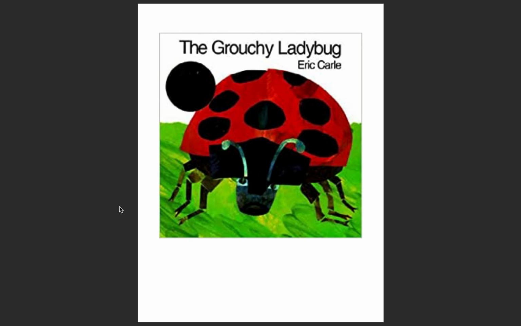We begin with the grouchy ladybug having an interaction with another ladybug, and the grouchy ladybug just wants to take over and eat, whereas the other ladybug says, hey, why don't we just share? The grouchy ladybug proceeds and says, okay, let's fight. And the other ladybug says, okay, let's do it. And so the grouchy ladybug, being almost like a coward, says, you know what, you're not big enough.